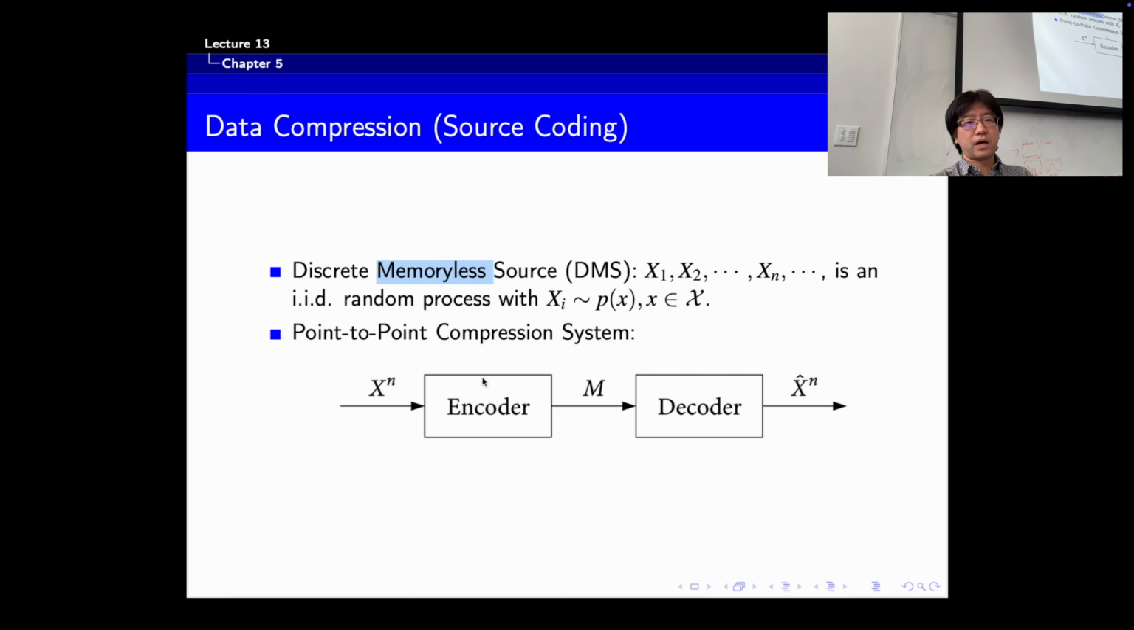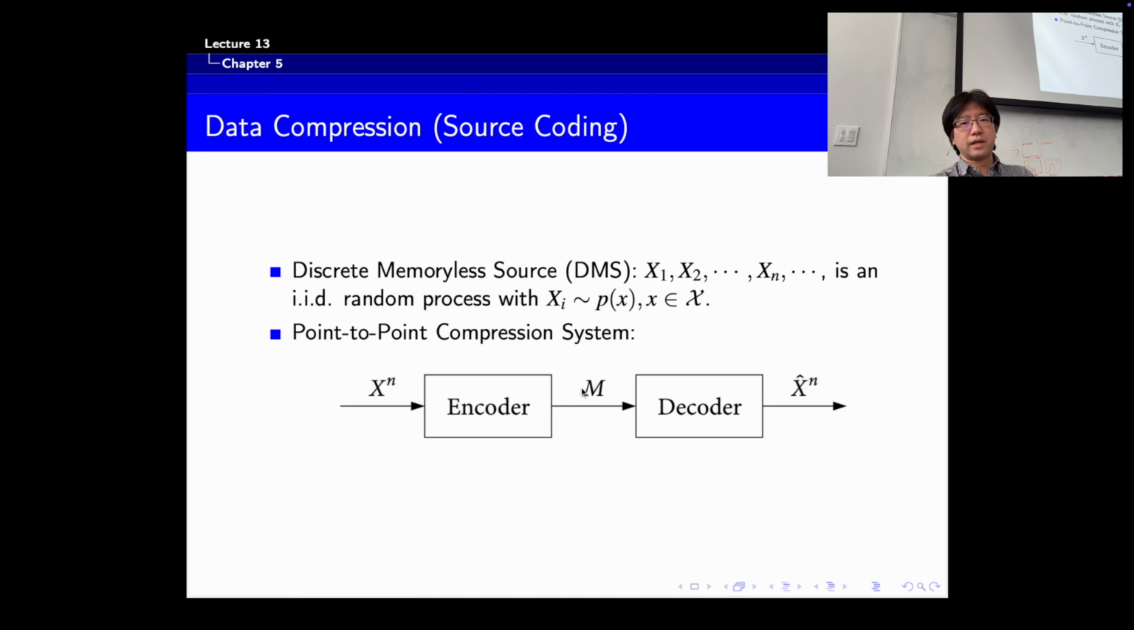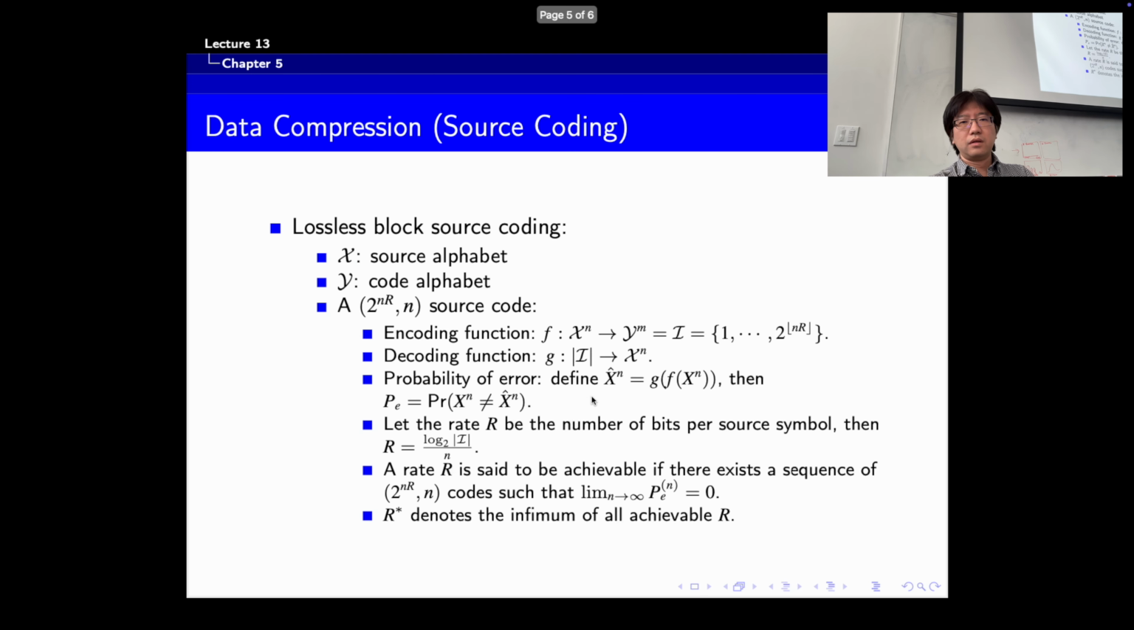So we mainly focus on point-to-point systems, which basically means that we have one transmitter and one receiver, right? For the compression problem, we have an encoder here, right? After the encoder, we use a letter M to represent the source information, right? And when the decoder sees M, it will produce the estimated source information, which is x hat, okay? So that's the setting. And here is the detailed definition of this, right? We define a source alphabet, we define the code alphabet, right? And 2 to the power of nR is basically the cardinality of the code, okay? How many elements are there in the code, or the cardinality of this M, right?